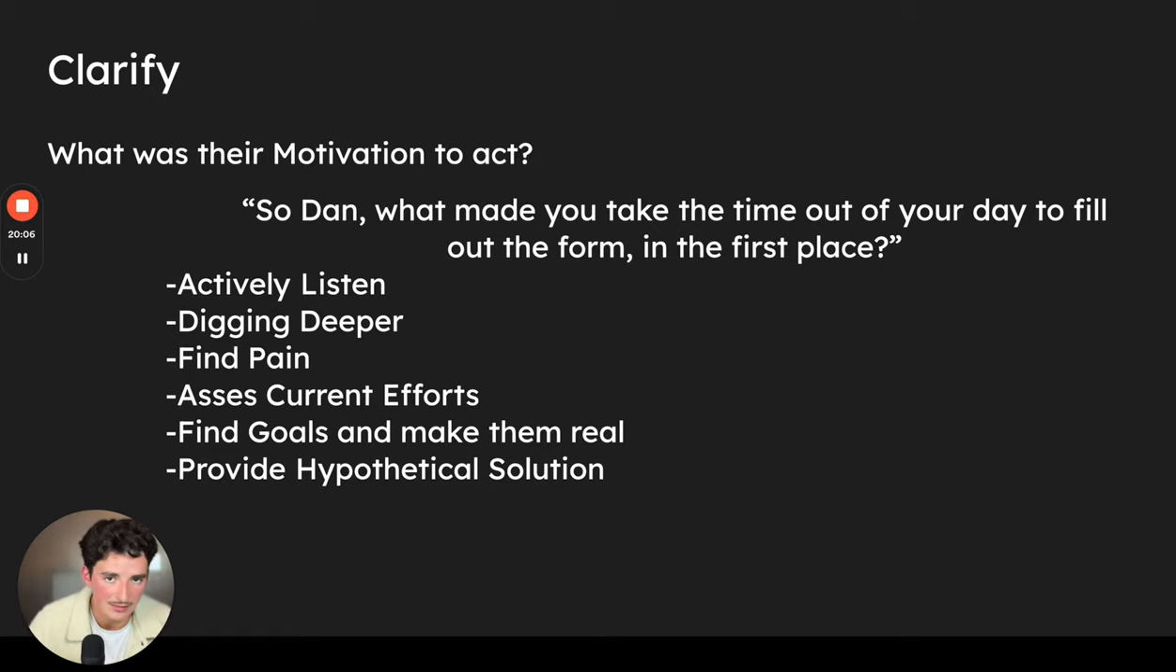It could be $10,000 a month. It could be getting out of his hometown, whatever it is. And when I identify goals here, it's extremely important because now I understand where they are. But more importantly, I understand where they want to go. And I've really built that gap. It's extremely important to do. So I repeat it back to him.